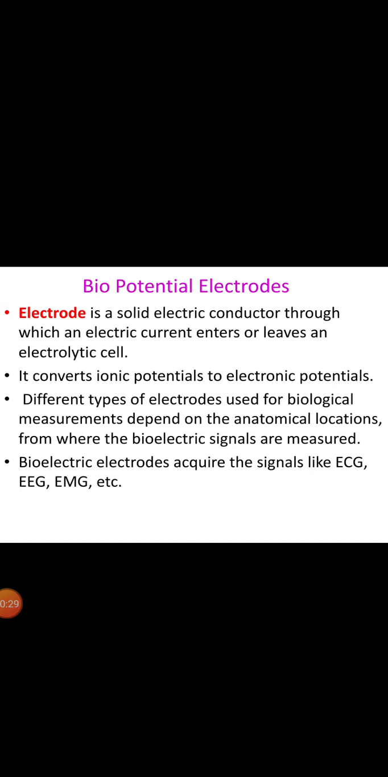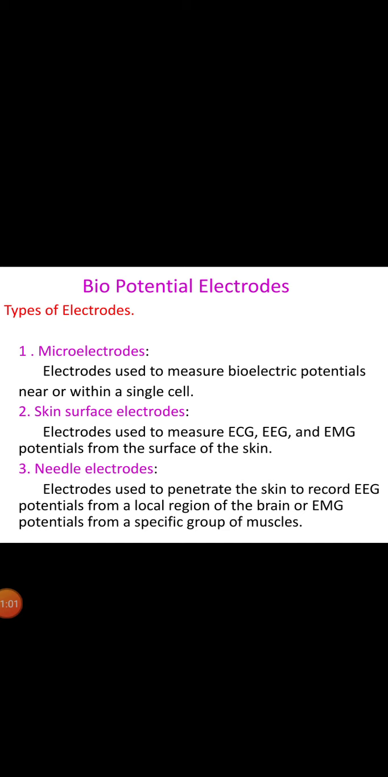The type of electrodes to be used depends on the anatomical location of the bioelectric event and the dimensions of the bioelectric generator. The electrical characteristics of the electrodes specify the type of preamplifiers. When microelectrodes are employed, there are many restrictions on the input impedance of the amplifier. Since they have large impedance, high resistance and low capacitance input circuits are needed to transfer the bioelectric event to the amplifying system. Biopotential electrodes acquire signals like ECG, EEG and EMG.